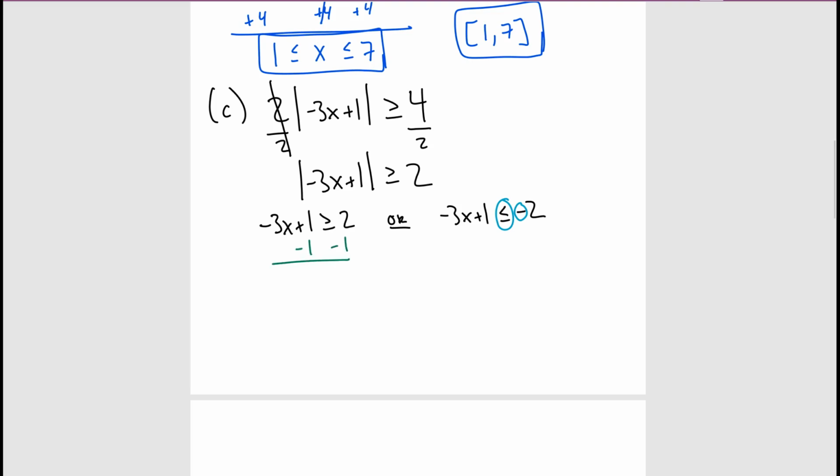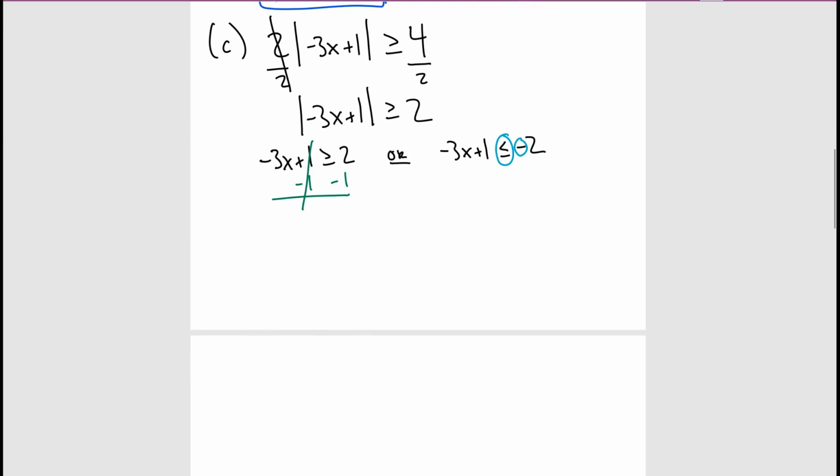Subtract by 1 to both sides. So you're going to get negative 3x is greater than or equal to 1. Divide by a negative 3. Oh, we're dividing by a negative, so that means I'm going to switch the sign. It's going to be negative 1/3. This is the first one. Or it's going to be this one.